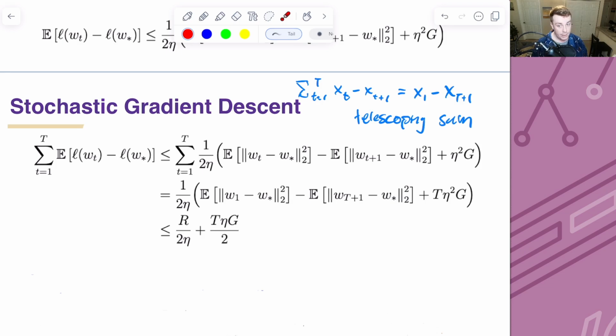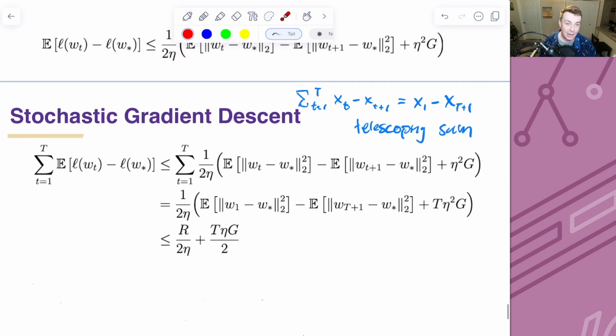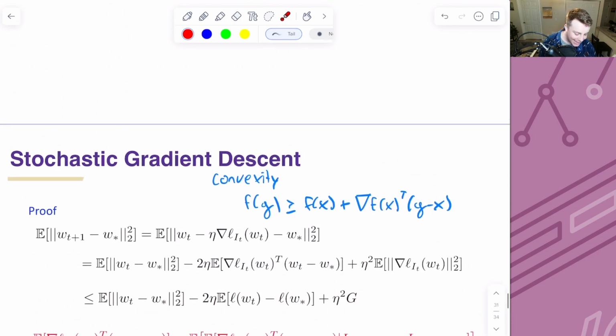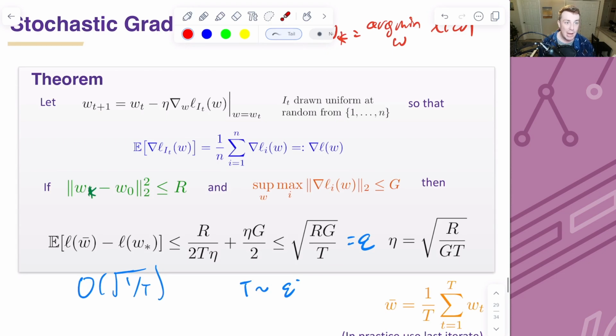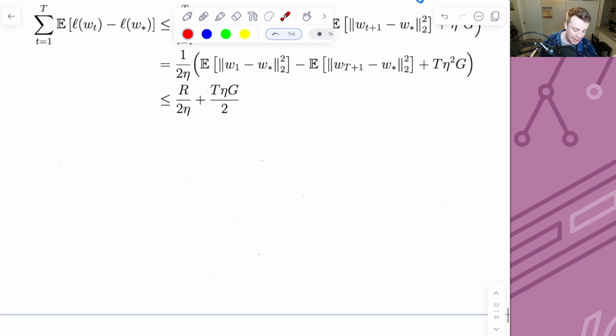We're almost there. But note, the thing we're calculating on the left-hand side of this inequality is not the same as what we want in our theorem. In our theorem, we wanted the expected value of the loss of the average iterate. And here I'm just summing up the losses at each time t.